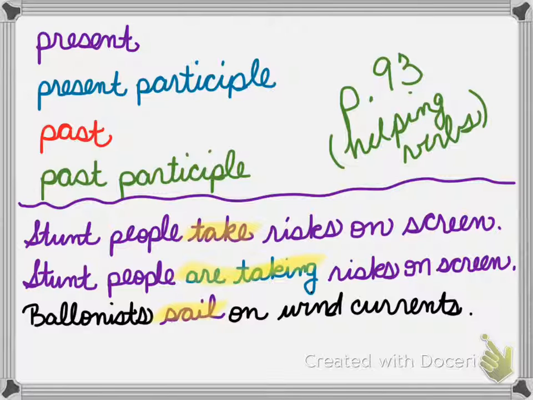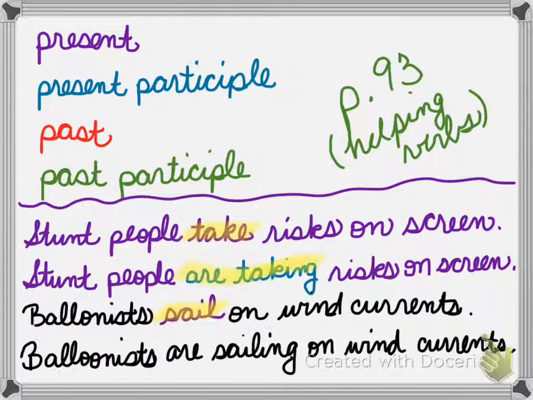If I want to turn this into present participle, it would look like this. Balloonists are sailing on wind currents. And again, are sailing by adding ing to my verb of sail and adding the helping verb are in front of it.